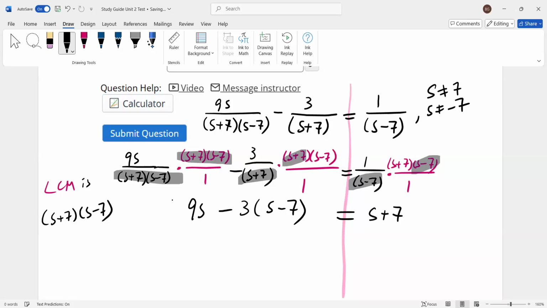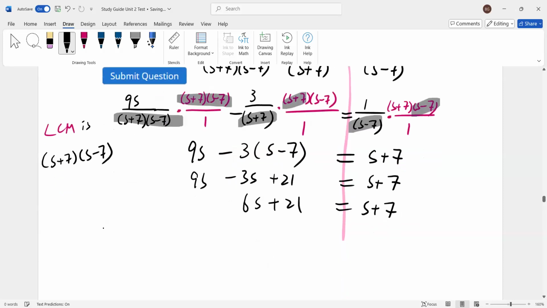I show you every single step. When you practice, you should do the same thing. You can skip steps when you feel comfortable, and the skipping will not cause any mistake. That is fine. And now let's simplify the left side. Distribute: negative 3 times s, negative 3s; negative 3 times negative 7, positive 21, equals s plus 7. We have 9s minus 3s, 6s plus 21 equals s plus 7, a simple linear equation.